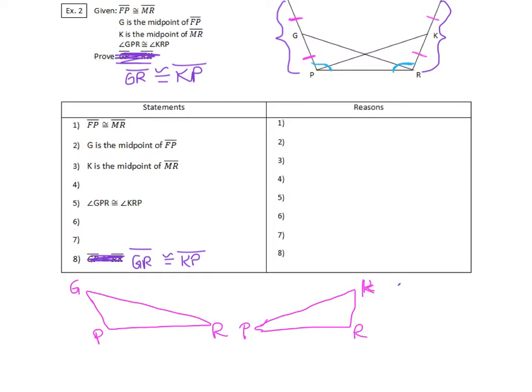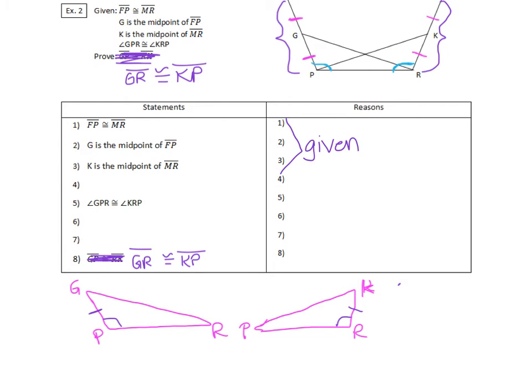And then what are our congruencies? We know that GP is congruent to KR. We know that this angle P is congruent to this angle R. Alright, so those are our two triangles. Let's go back to our proof and start filling some of this in. So FP is congruent to MR. Basically these three things were all given to us up above. So I'm just going to do one of these and say that those three are given. Kind of a little lazy, but that's okay.